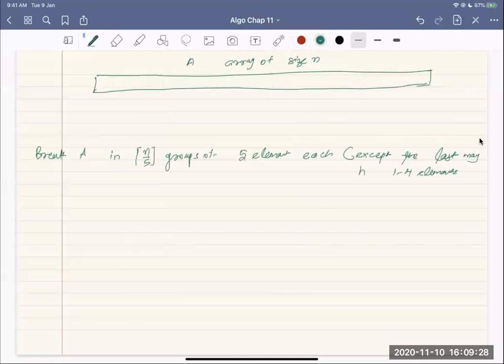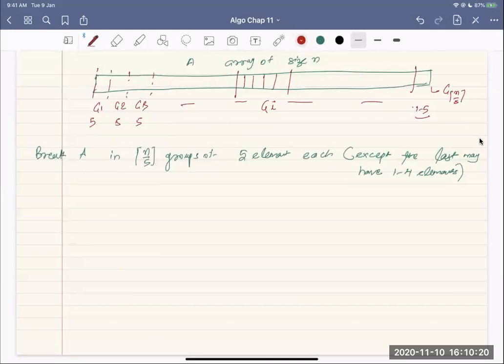n may be divisible by 5, so then it is exactly 5, but otherwise the last group will have 1 to 4. So think about some grouping here. You have G1 with 5 elements, G2 with 5 elements, G3 with 5 elements, and so on. And the last one would have some elements between 1 to 5, G of n by 5. So each group Gi has 5 elements. Fine, I can do that in linear time.